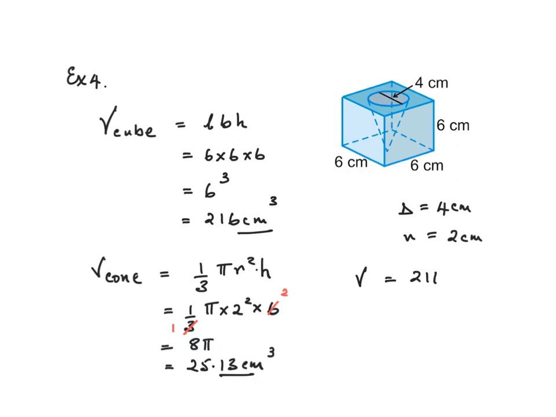So the volume that remains is 216 minus 25.13. And that gives us 190.87 centimetres cubed.